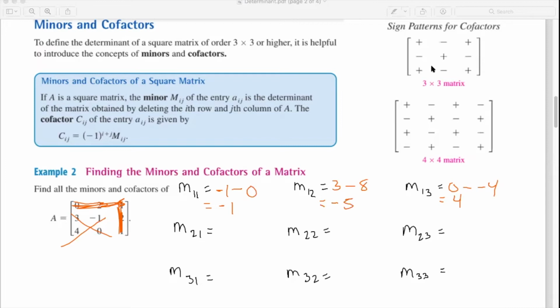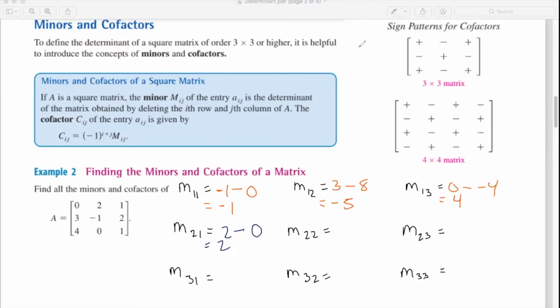Okay, I'm going to switch colors, and now we're going to work on minors of row 2. So here we have the minor of row 2, column 1. So we're going to scratch out row 2, scratch out column 1, and find the determinant of what's left. 2 times 1 is 2, minus 0 times 1 is 0. So the minor there is 2.